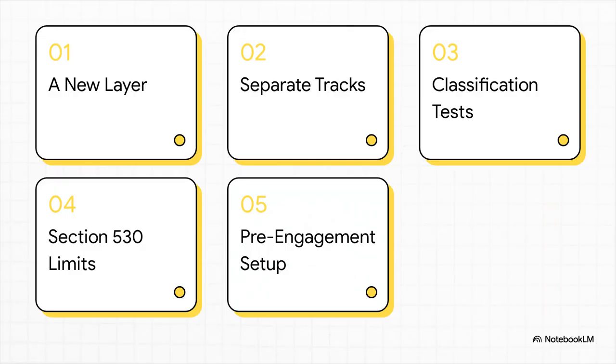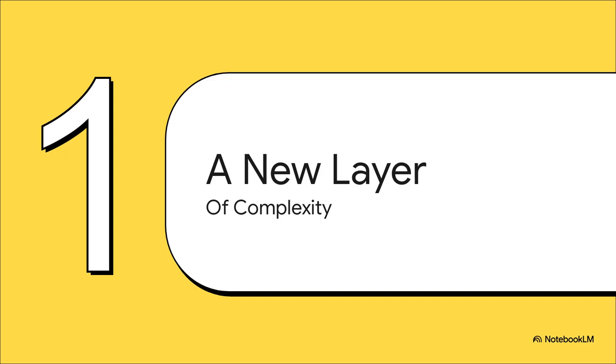So here is our roadmap for today's briefing. We'll start with the new layer of complexity we're facing, look at the two separate workforce tracks, run the gauntlet of the three classification tests, break down the limits of Section 530 relief, and finally, look ahead to our pre-engagement setup. Okay, Part 1, a new layer of complexity.